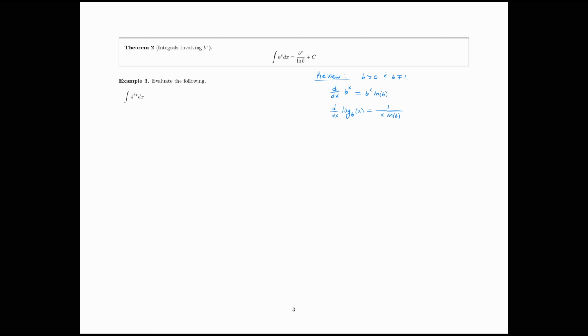So here, this example 3, let's go ahead and go through this one. Again, the inside function is linear, so I can just leave the inside function alone and find the antiderivative, but we would have to pay the price of 1/2, the derivative of the inside function. Since it's linear, we can do the shortcut. So it's going to be 1/2, and this should be 4 to the 2x natural log of 4 plus c.